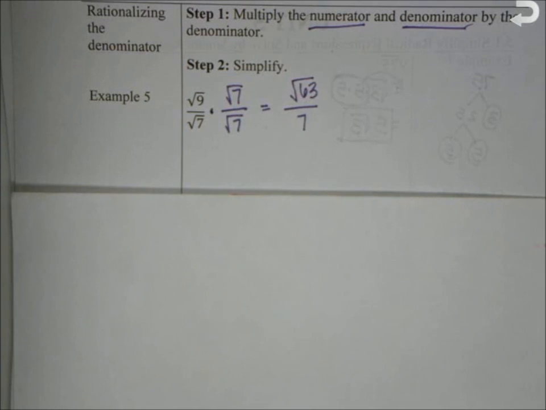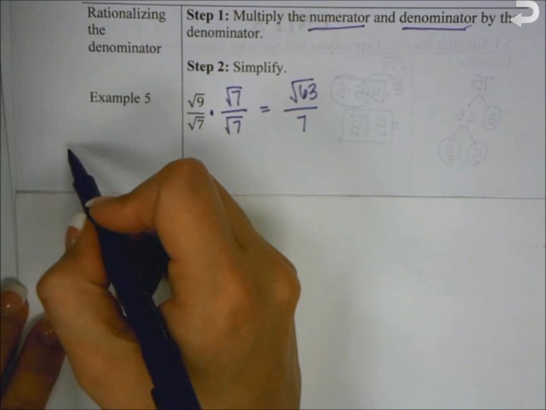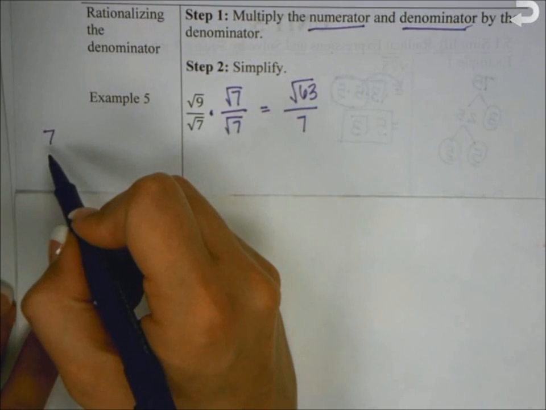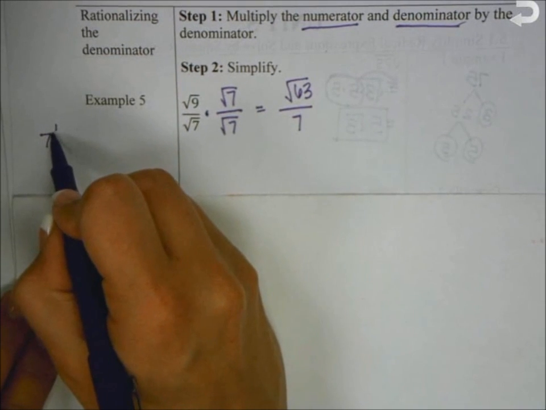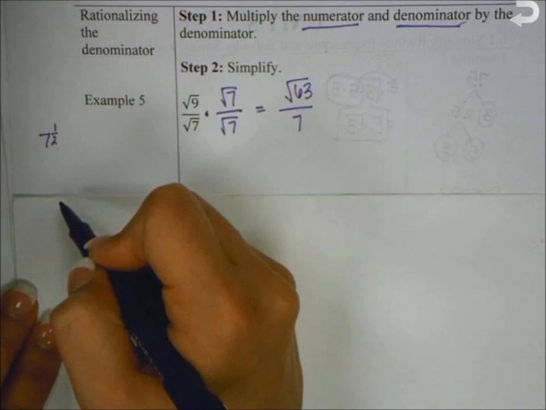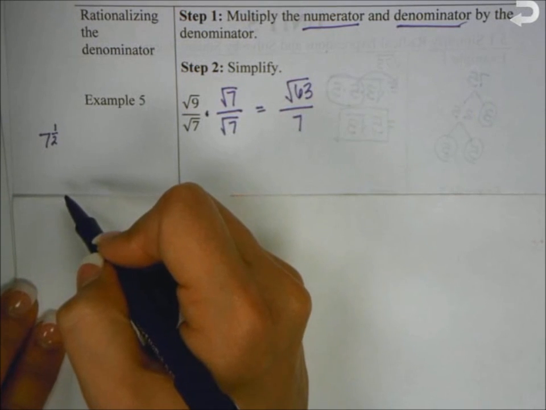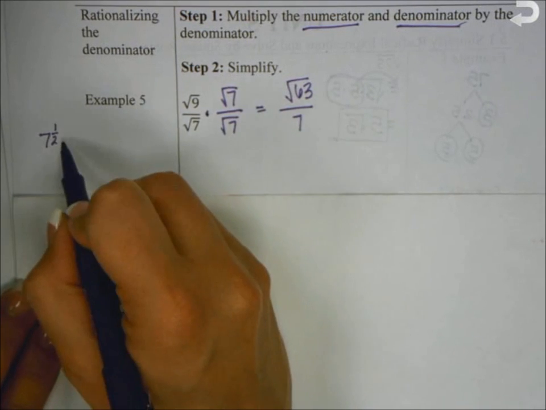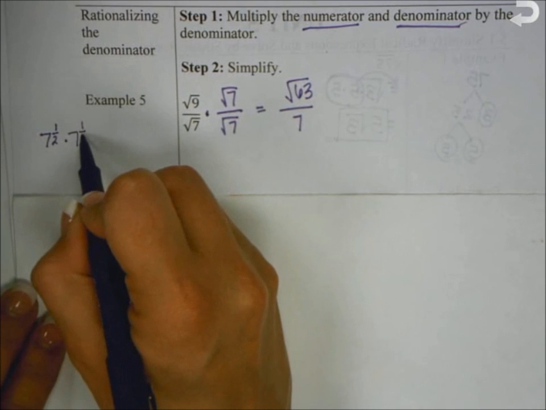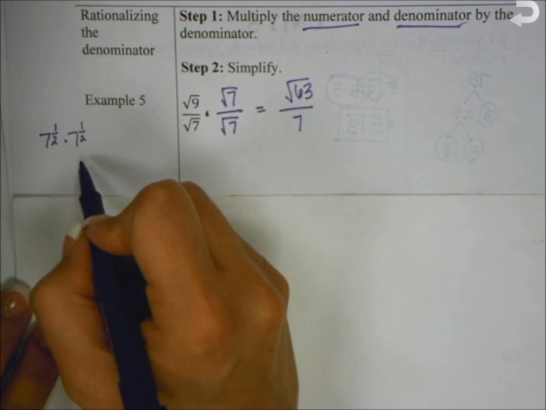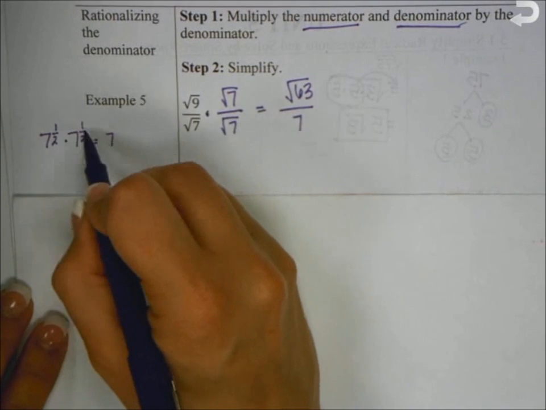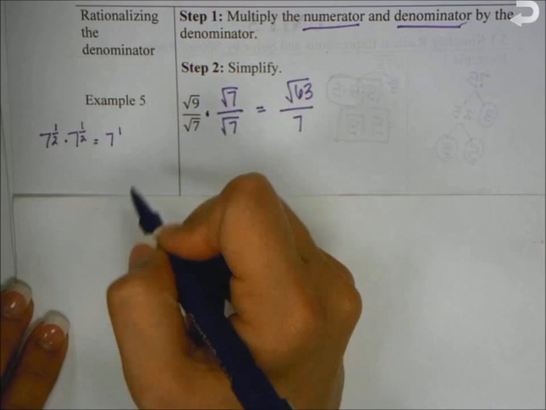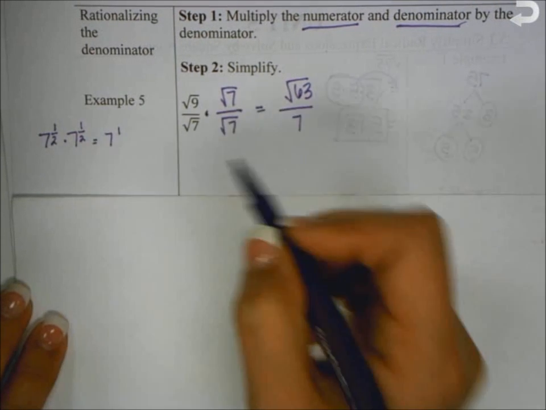How come square root of 7 times square root of 7 is 7? Because the square root of something really has an exponent of, do you remember? 1/2. A square root is an exponent of 1/2. So if we multiply 7 to the 1/2 times 7 to the 1/2, that gives you 7 to the, what's 1/2 plus 1/2? 1. Okay? So that's why we can do it and why it works.